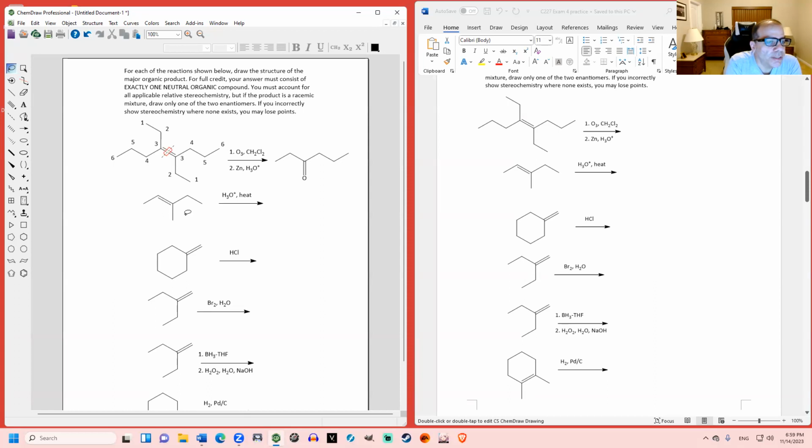The next one has us treating an alkene with aqueous acid. And in class, we said that this is an acid-catalyzed hydration reaction. This gives you the Markovnikov alcohol, but it goes through a carbocation if there is any chance of rearrangement. This mechanism doesn't go through any rearrangement. It just gives us the Markovnikov alcohol.